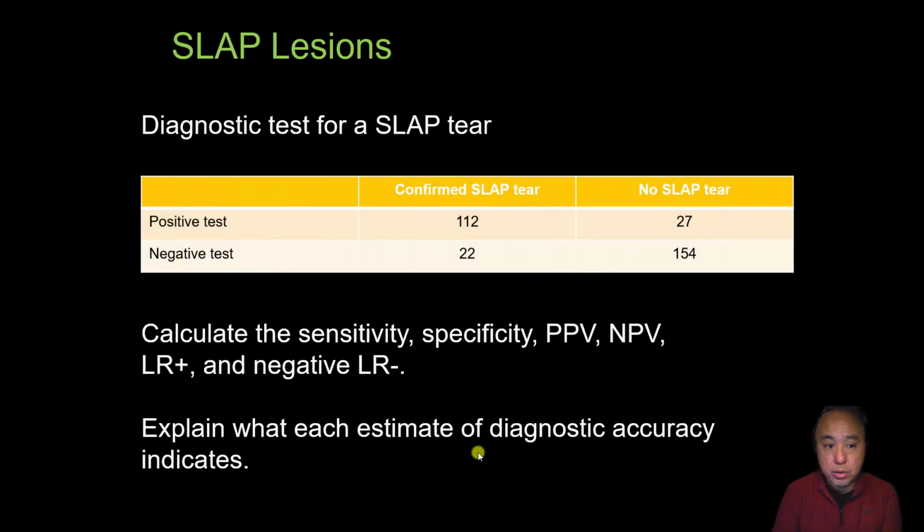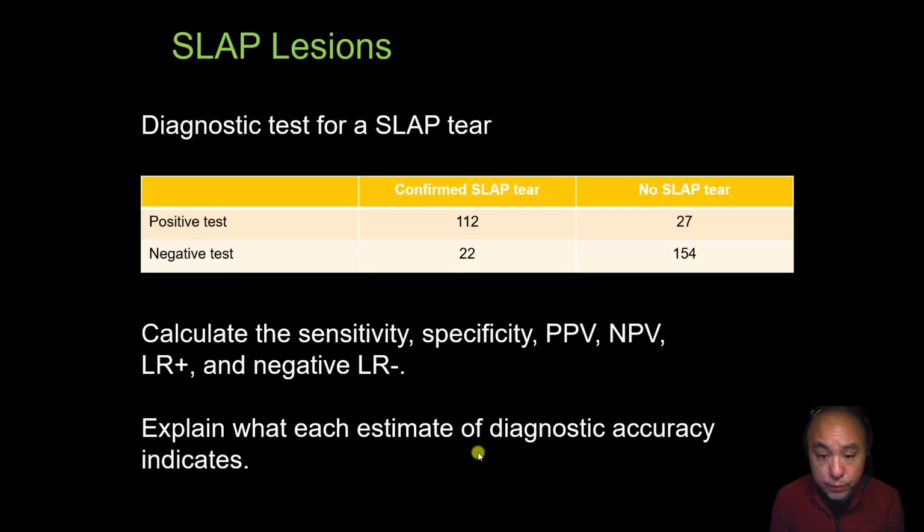This is a hypothetical study looking at a test for SLAP lesions, SLAP injuries of the shoulder. This is superior labrum anterior posterior, a fraying of the glenoid labrum that a number of overhead throwers and pitchers are commonly afflicted with because of just overuse in the shoulder and the glenohumeral joint there. So there are different diagnostic tests for a SLAP lesion.